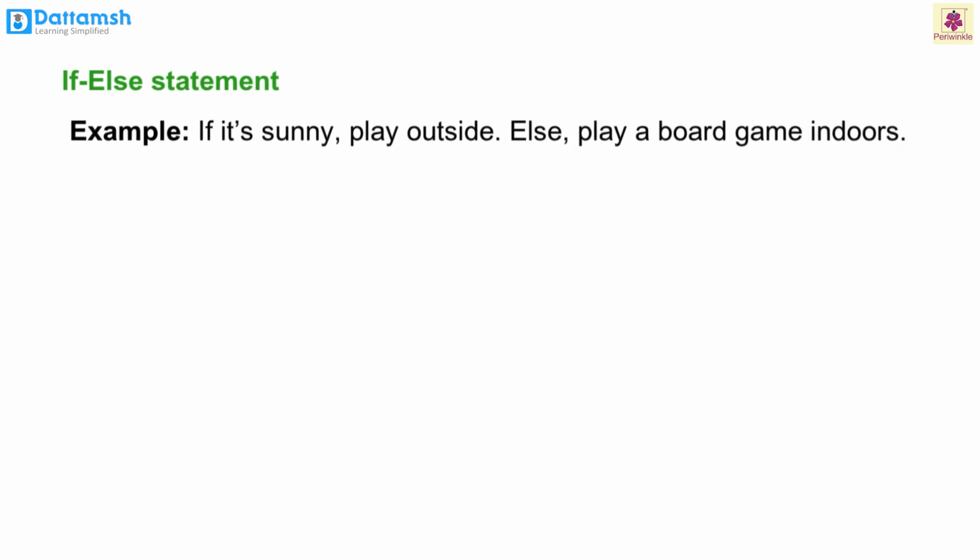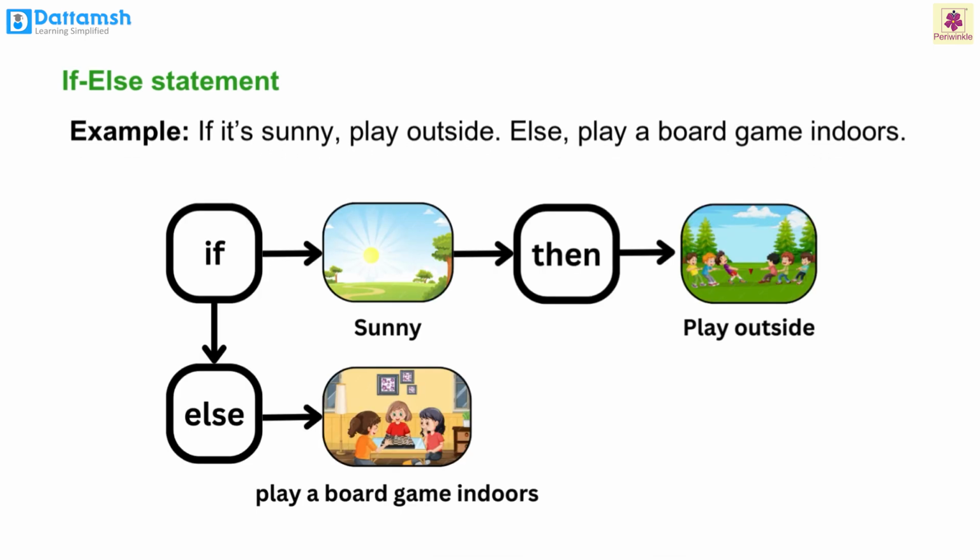If else statement. Now, let's make the previous example a bit more fun with two options. For example, if it's sunny, play outside. Else, play a board game indoors. You check if it's sunny. If true, yes, it's sunny, then you play outside. If false, no, it's not sunny, else, you play a board game indoors.